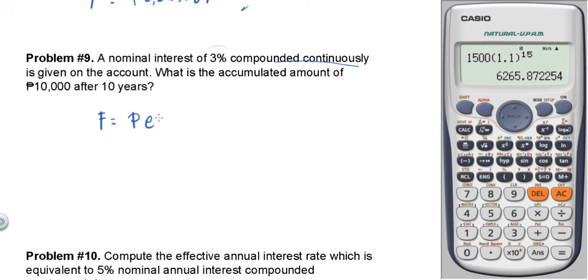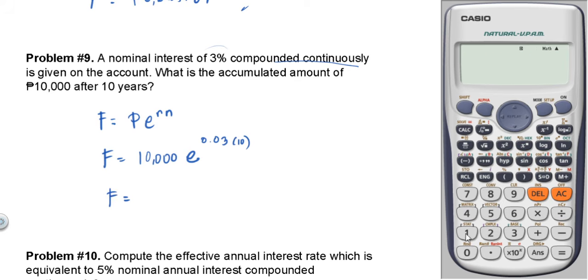F is equal to P times E raised to R n, 'di ba? Yung R is the rate of continuous compound interest. So binigay na naman 3%. So direct substitution lang din ito, no? Formula based. So P is 10,000, yon times the E raised to 0.03 times the number of periods times 10. Then we solve for F. Konting pindot lang yan.